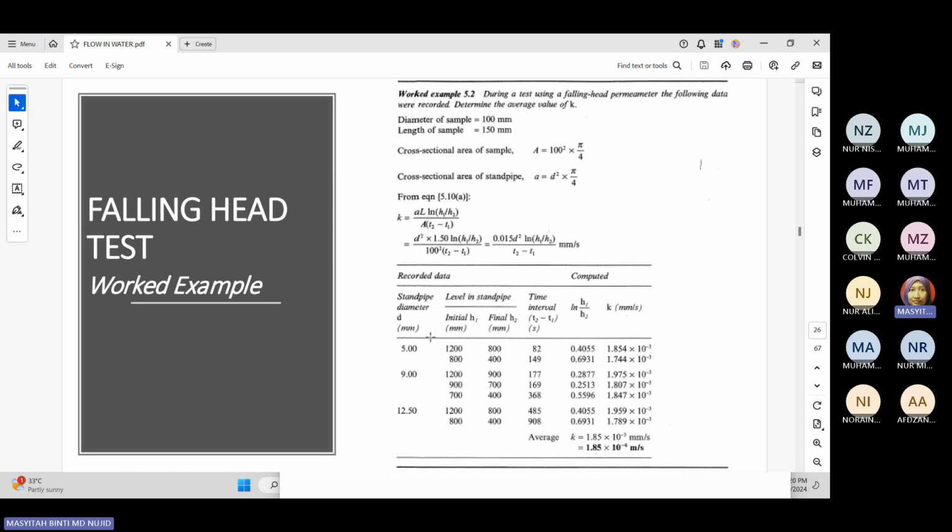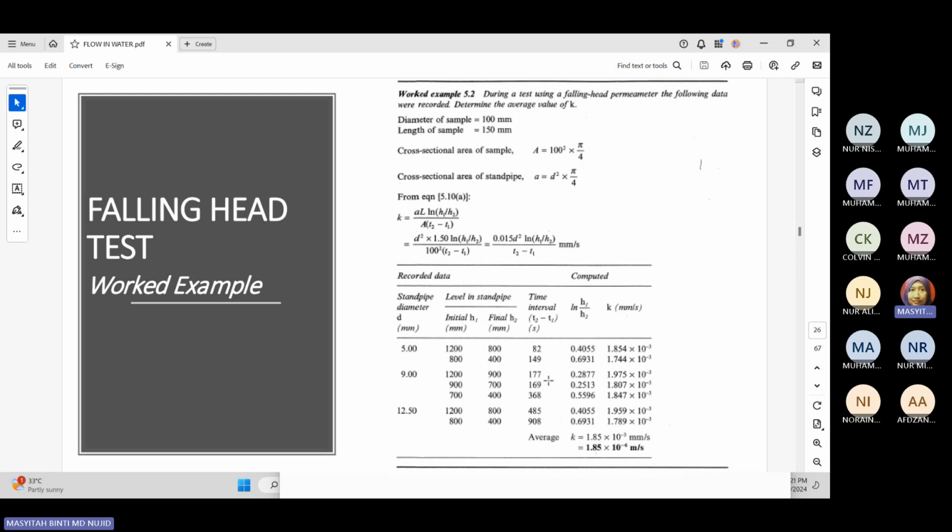So you can look in the recorded data table here. First standpipe 5 mm, second standpipe 9 mm, third standpipe 12.5 mm. So these are the recorded initial heights before we start testing. Then after we start testing, you can see the initial height for each standpipe. Each standpipe looks about the same, 1200, 1200, 1200. But finally, for each standpipe it is different. So you will see from here, standpipe 1, standpipe 2 and also standpipe 3.